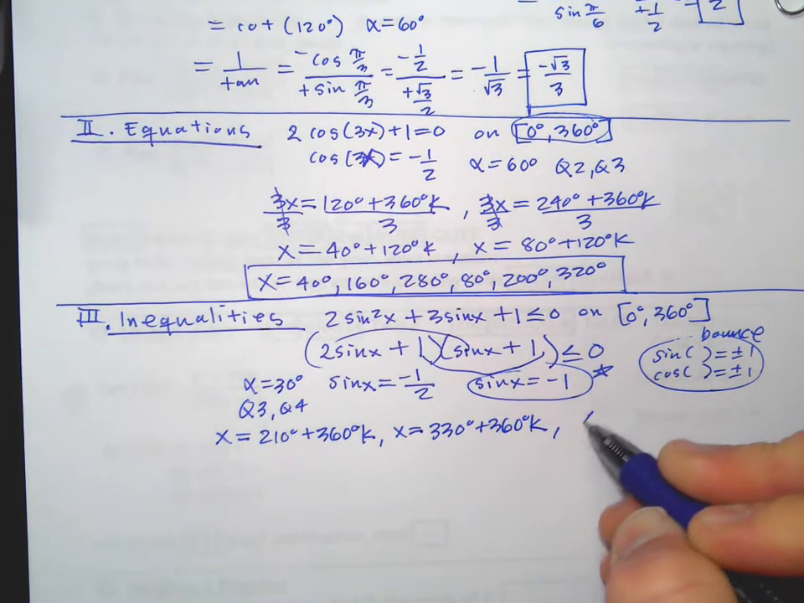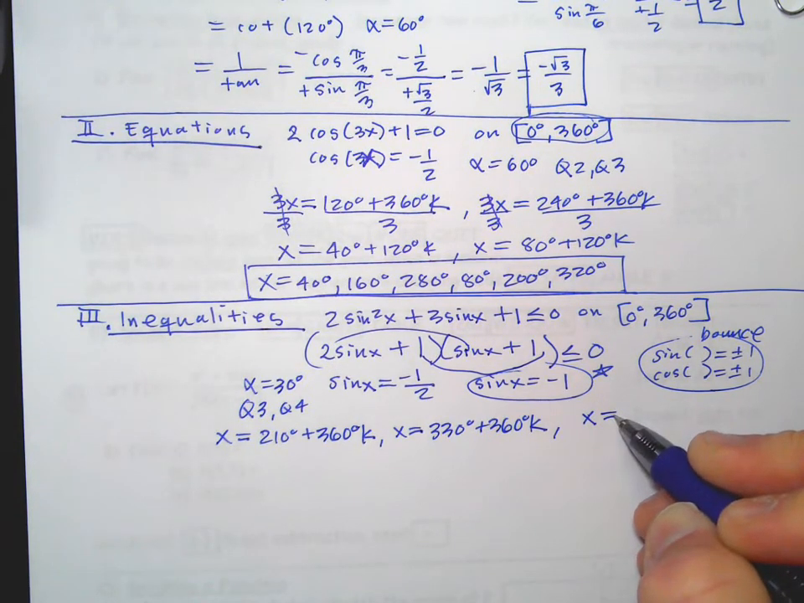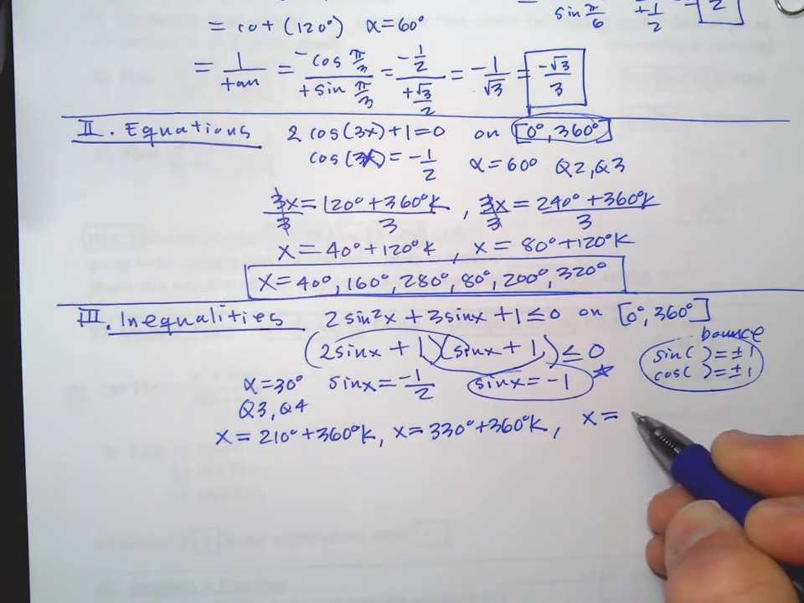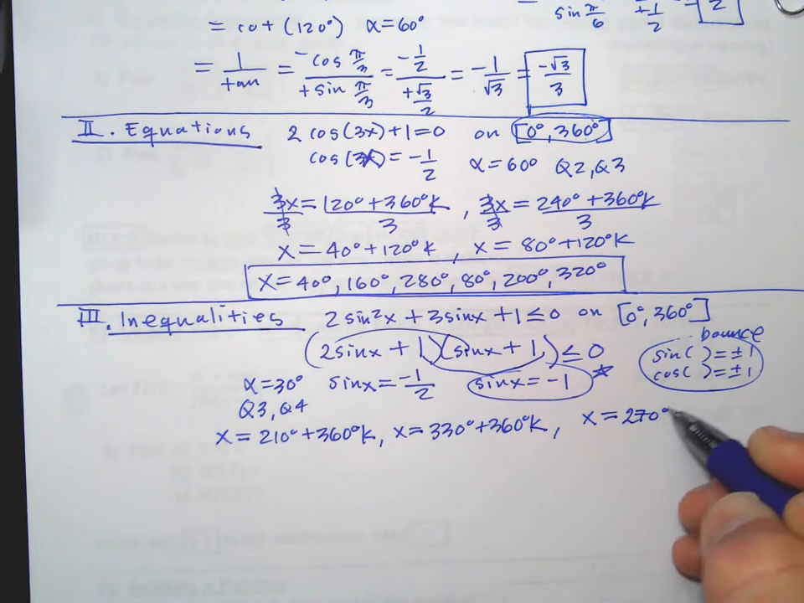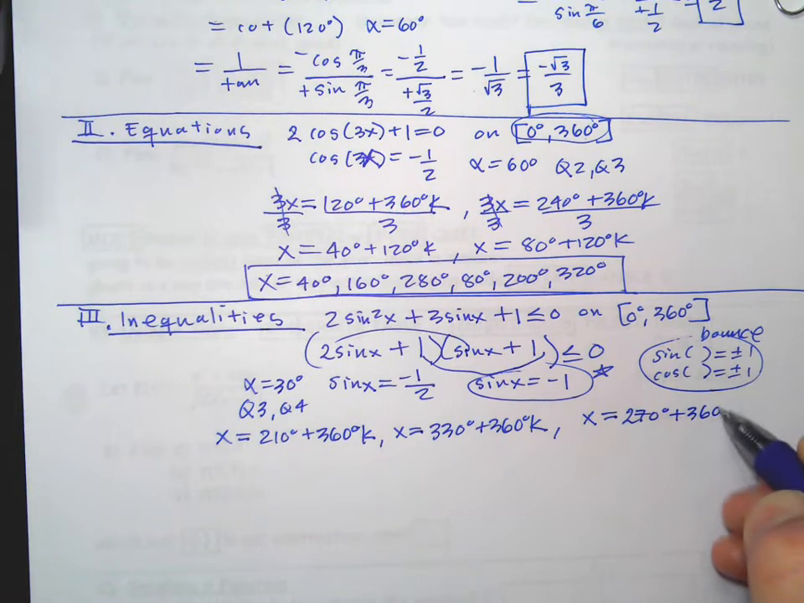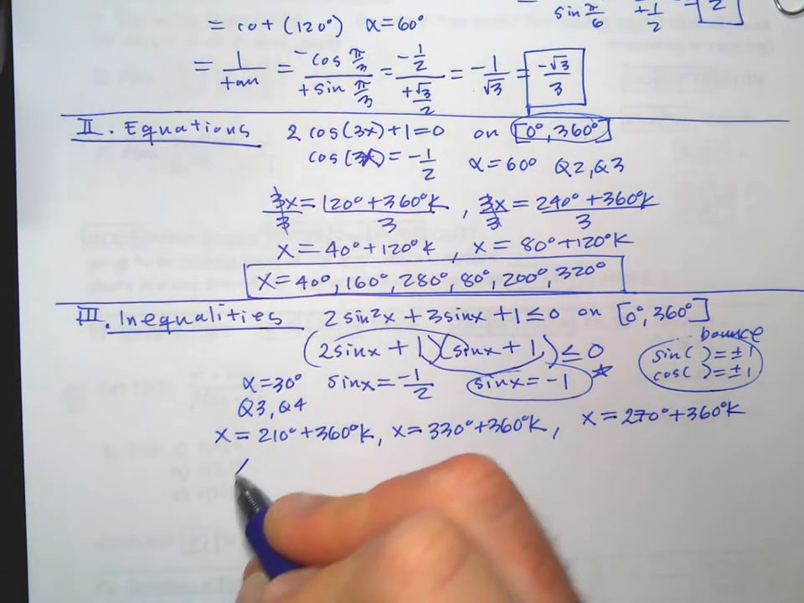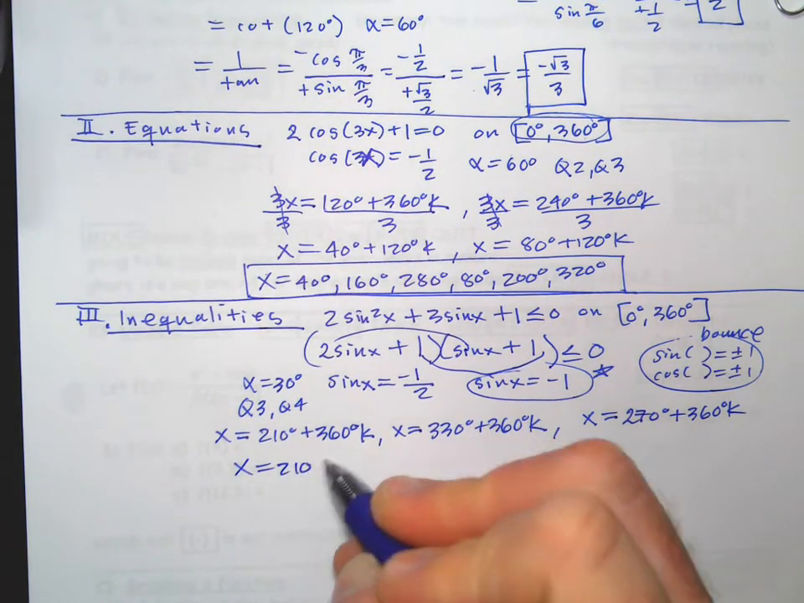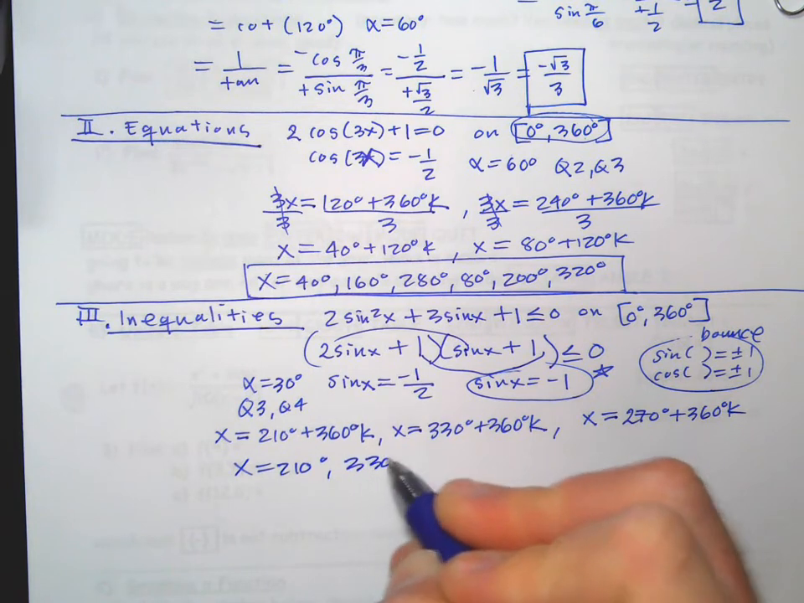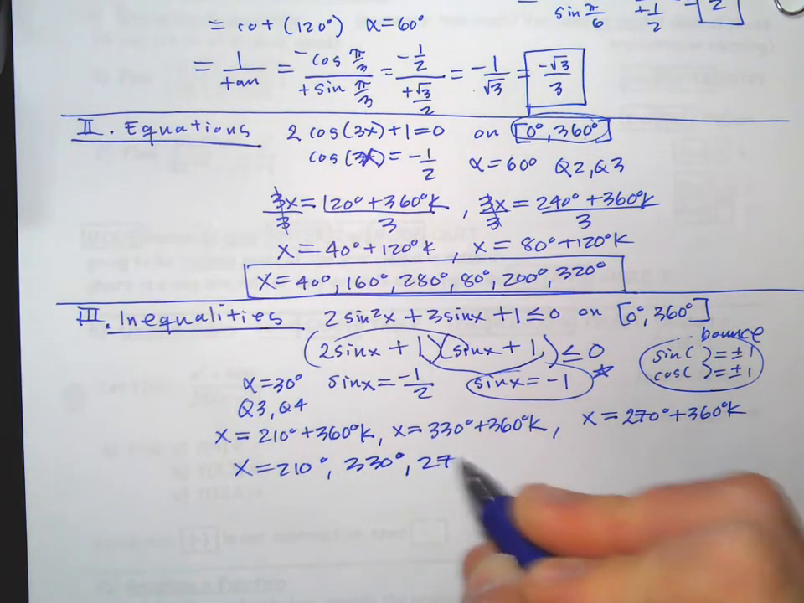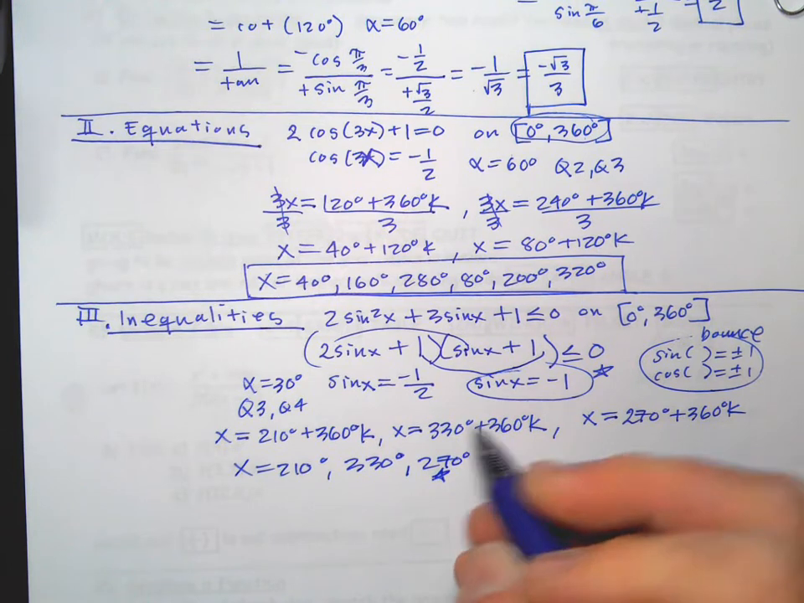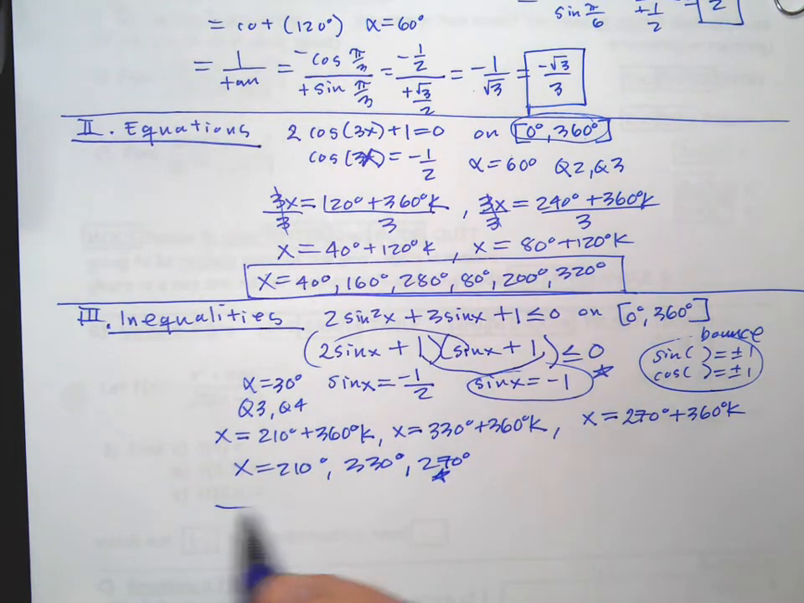And this one, when does sine equal negative 1? At 270 degrees plus 360k. So x equals 210, 330, and 270. Keep track of this guy. So then we're going to make a line check.